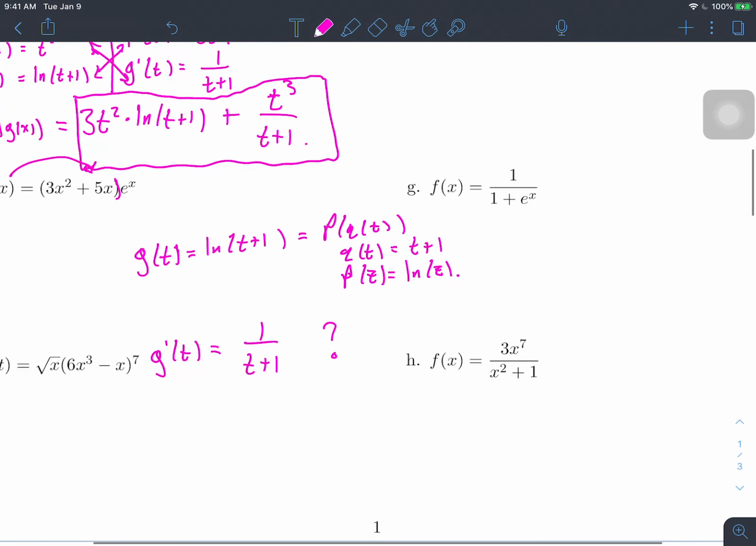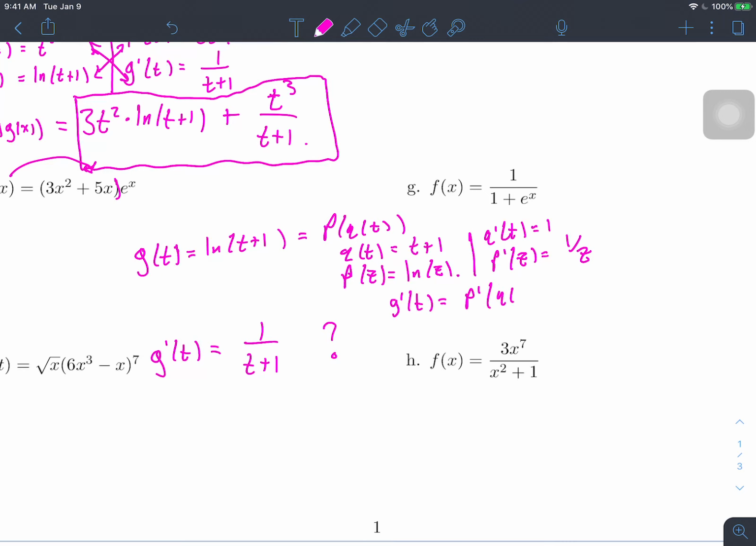So I compute the derivatives of those things. I get q prime of t is equal to 1, and I get p prime of z is equal to 1 over z. And I know that g prime of t should be equal to p prime of q of t, where I leave the inside alone, and then I should multiply by q prime of t.